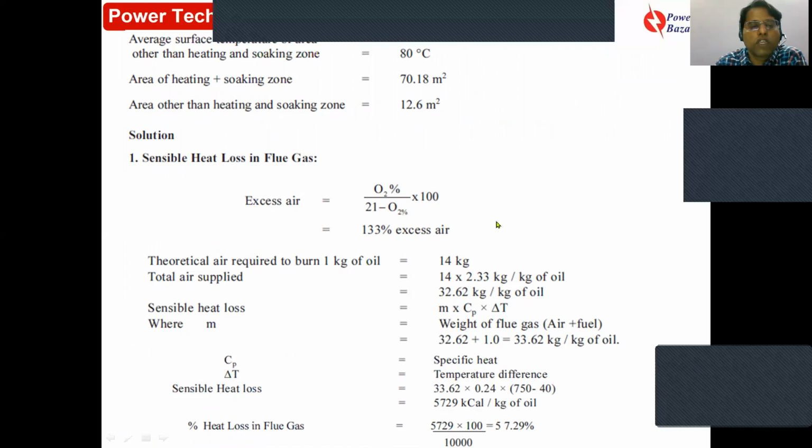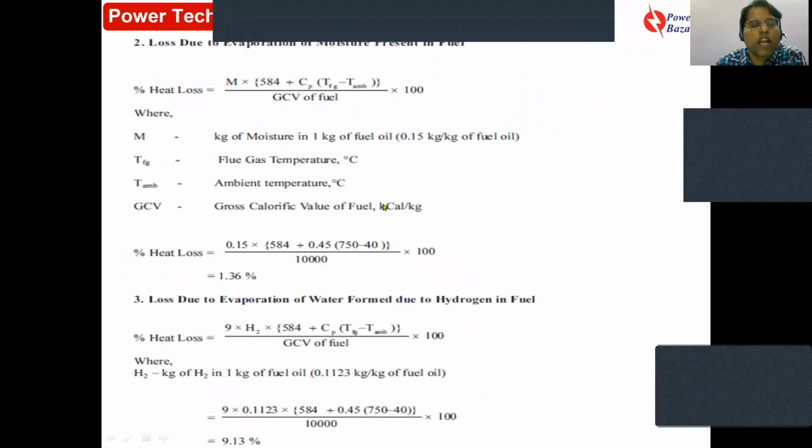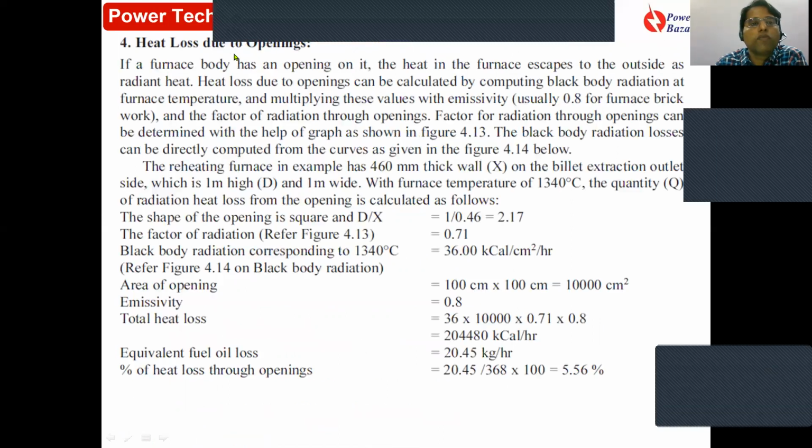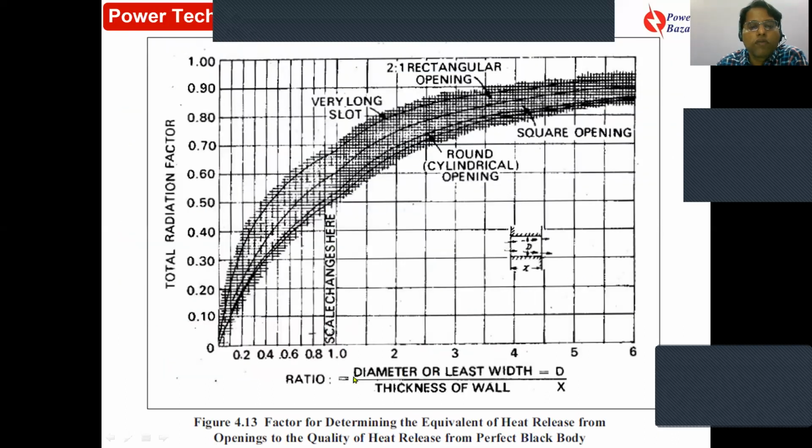From that we found the air supplied, then we calculated the dry flue gas loss, then the loss due to evaporation of moisture present in the fuel, then the loss due to evaporation of water formed from hydrogen, and then the heat loss due to opening. This is an important assignment which is not there in a boiler, because a boiler is a closed vessel, but here material is going in and going out. So you have to find the d by x ratio. You have to understand this curve, to find the total radiation factors by monitoring d by x ratios.